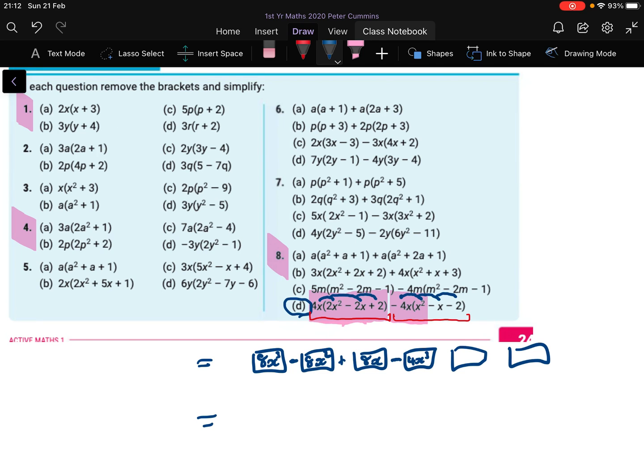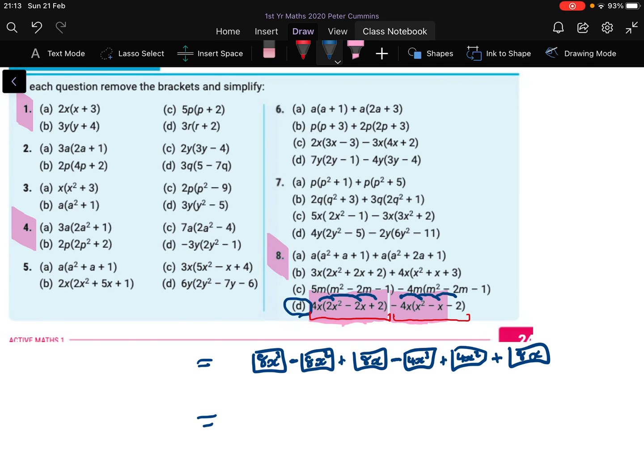Go on, minus 4x by minus x. Okay, so it's a minus 4x by a minus x. So minus by minus, it's going to be a plus. And 4x by x is going to be 4x squared. The final one, minus 4x by minus 2, is going to be plus 8x.